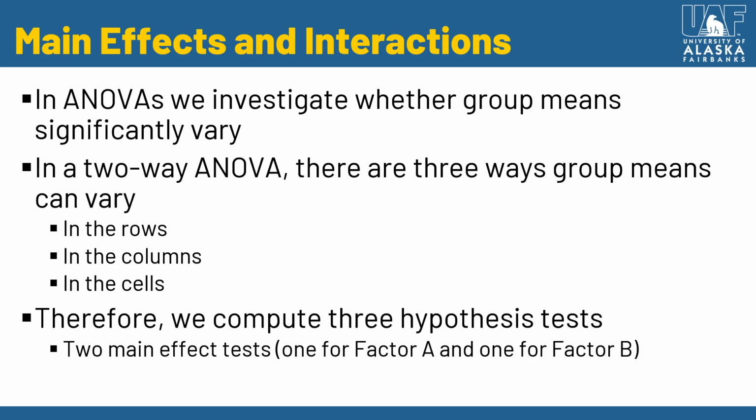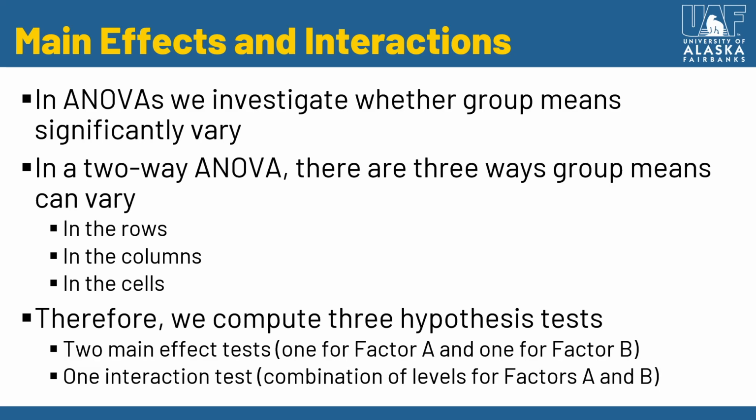And so therefore we're computing 3 hypothesis tests. 2 are main effects. So in other words, that's a main effect of factor A. It's basically an ANOVA just looking at factor A. Another is a main effect of factor B, so it's kind of like that individual ANOVA. And then one is an interaction in which we combine both factors A and B.